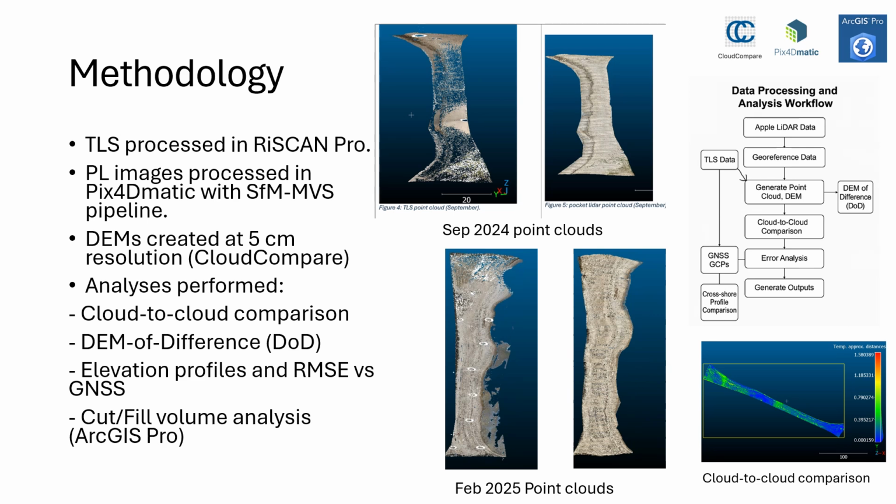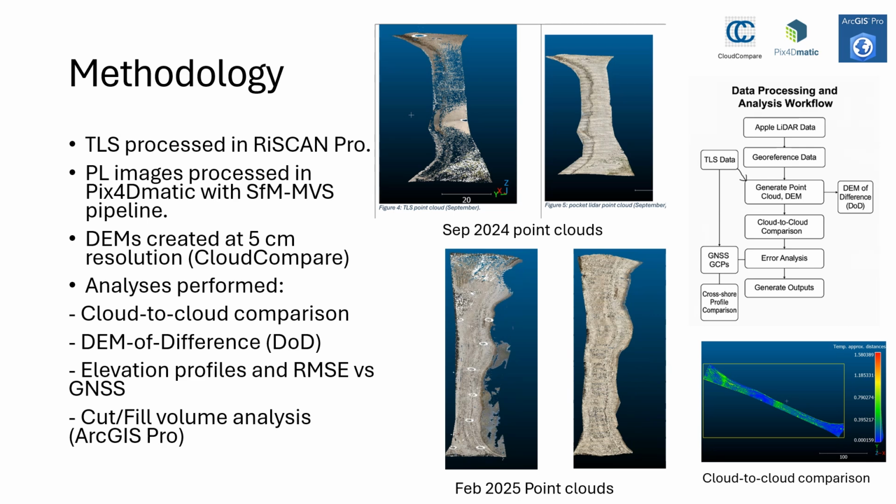So the methodology is that TLS data was processed in Rescan Pro using manual alignment. There were different scan positions. On the left we have the terrestrial scan point cloud, and on the right we have the pocket lidar point cloud for two different dates, and a conceptual workflow on the right.